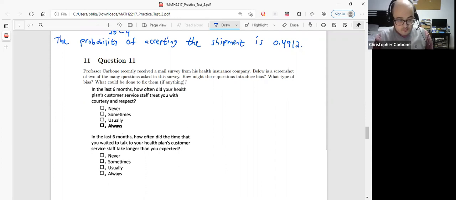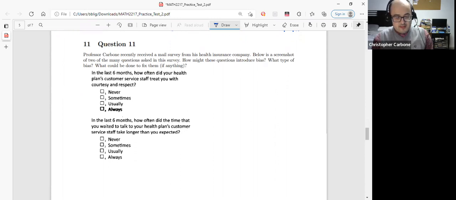So we have here, and let me move this down for more room. We have here, in the last 6 months, how often did your health plan's customer service staff treat you with courtesy and respect? As you can see, the answer choices are never, sometimes, usually, and always. The second one, in the last 6 months, how often did the time that you waited to talk to your health plan's customer service staff take longer than you expected? And again, they have the answer choices never, sometimes, usually, and always.